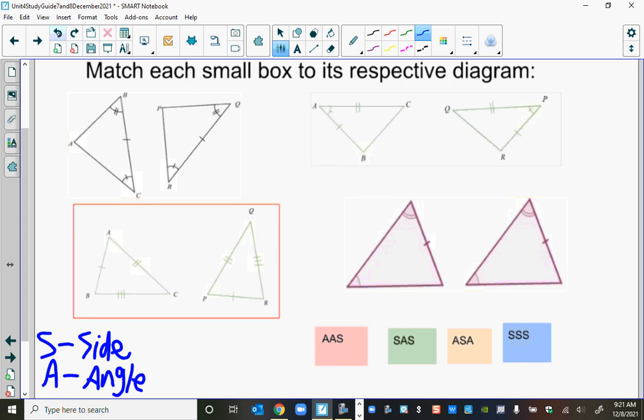All right. So let's look at these triangles real quick. Top left. What's marked? What's given to us? That's an angle. That's the side. That's an angle. Same thing over here. You got an angle, side, angle. So that first one's going to be ASA. Two angles are marked. The side in the middle.